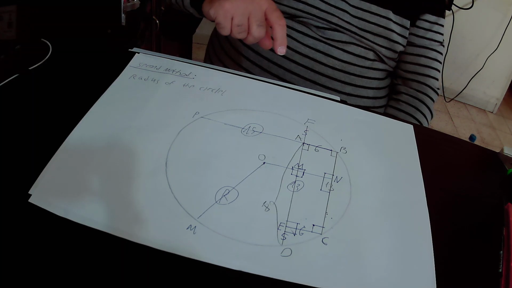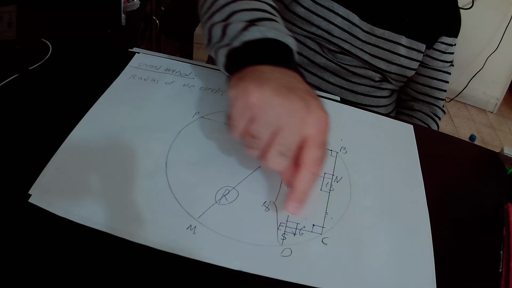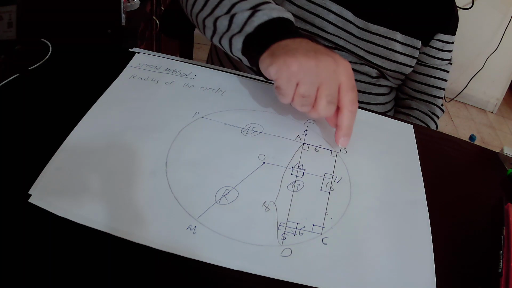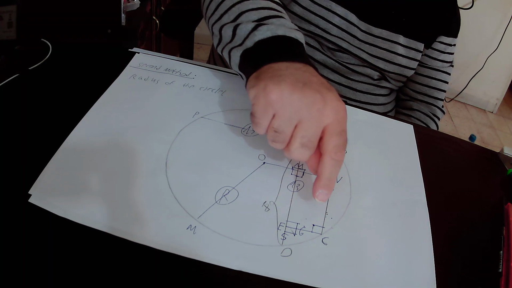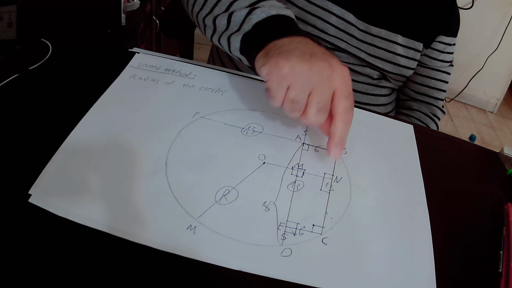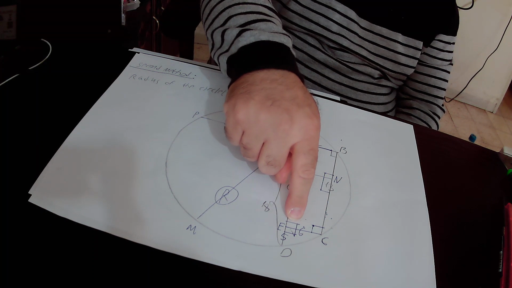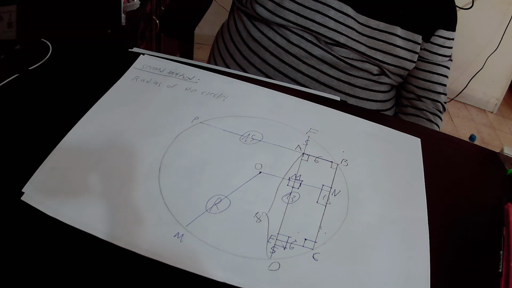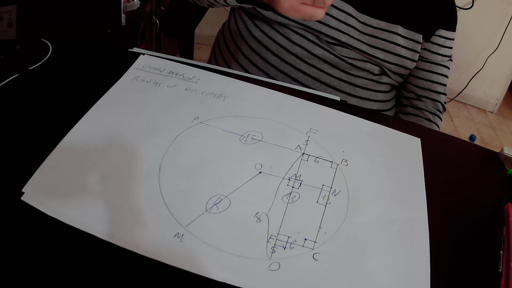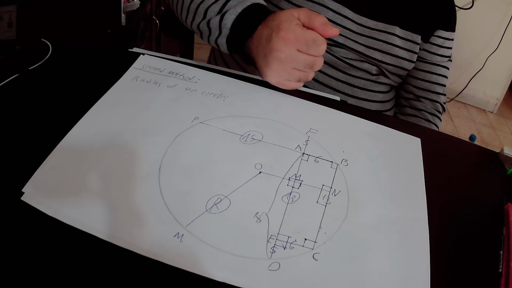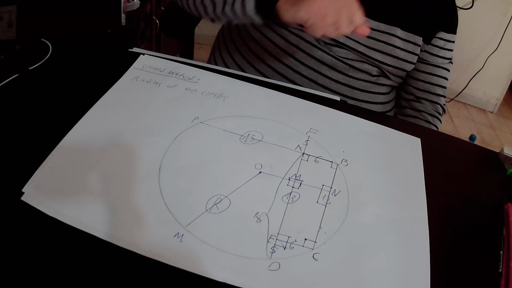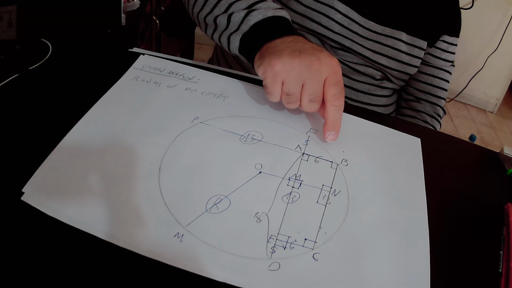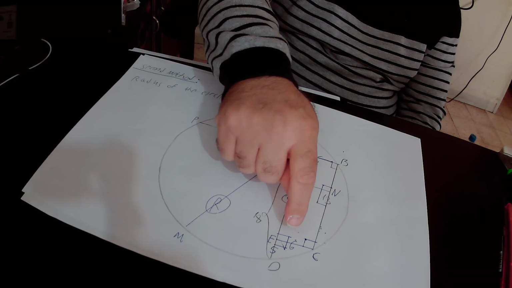By doing this construction, we create a quadrilateral ABEC that has 1, 2, 3 right angles. Therefore, this fourth angle must also equal 90 degrees. And therefore, quadrilateral ABEC that has 4 right angles is a rectangle. And we know that the opposite sides of a rectangle are equal to each other. That is to say, AB equals EC. But AB equals 6, therefore EC must also equal 6 units.